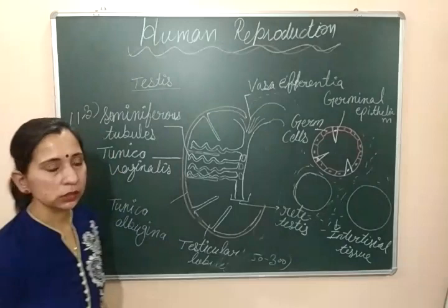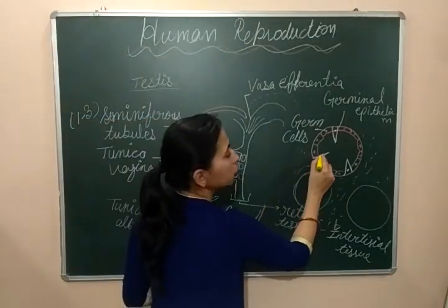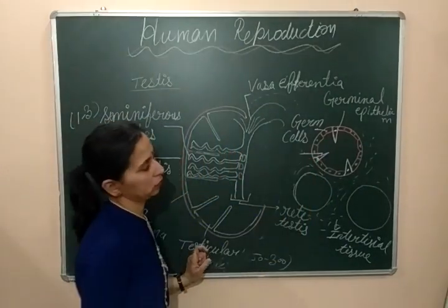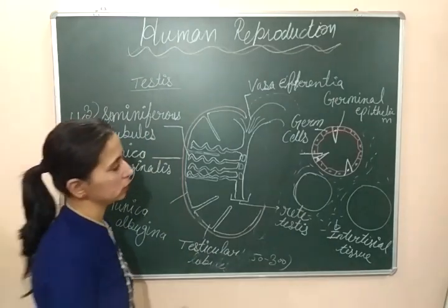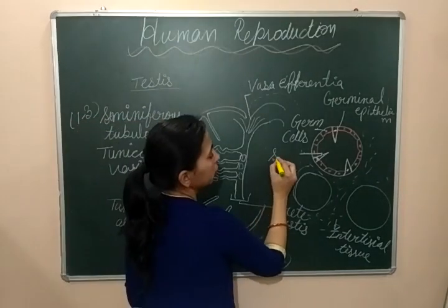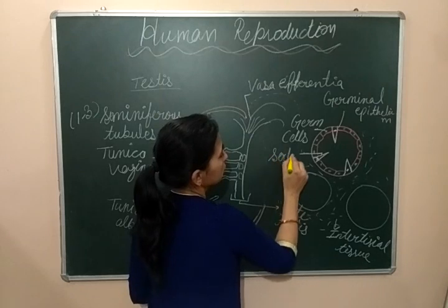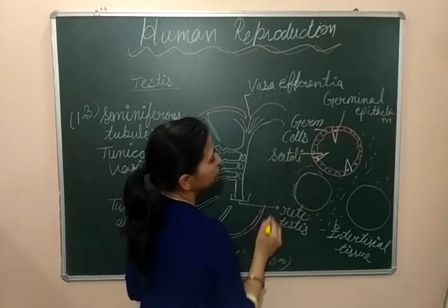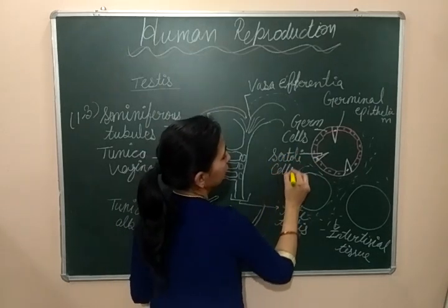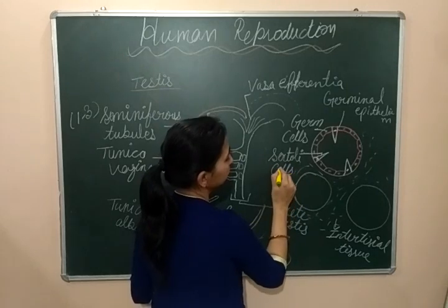These are the germ cells, and these pyramid shaped cells, जो pyramidal cells हैं, these cells are Sertoli cells. The name of these cells is Sertoli cells. Now let's see what their functions are.